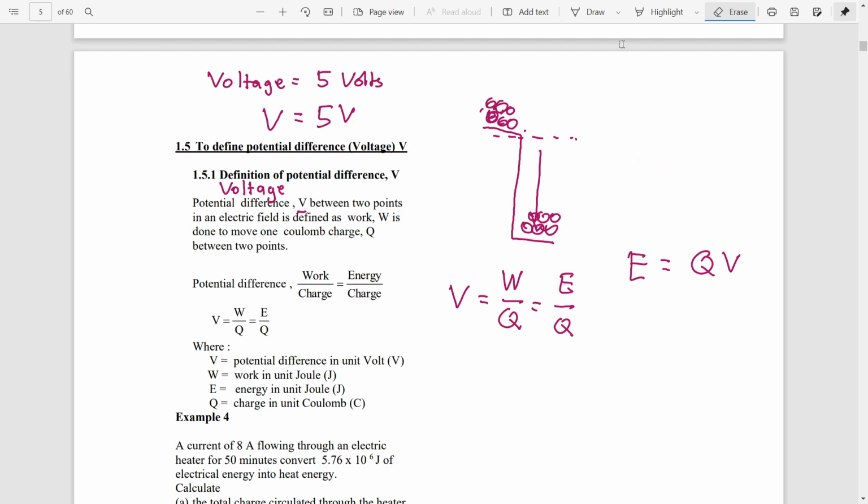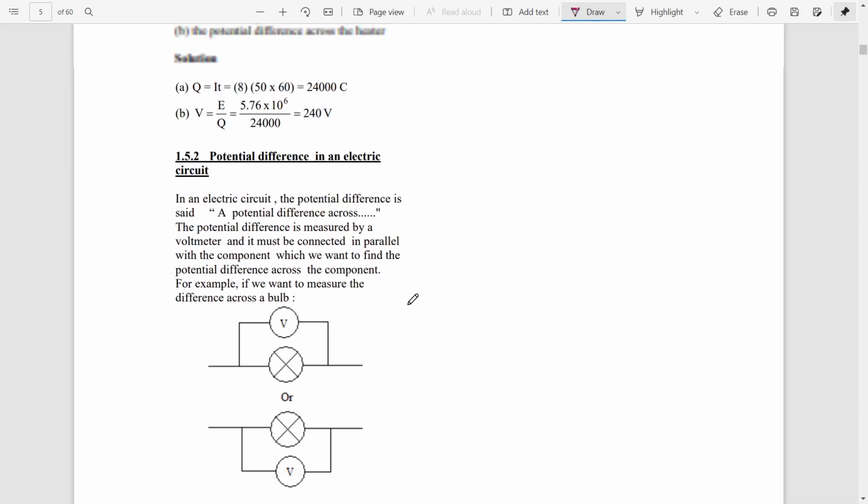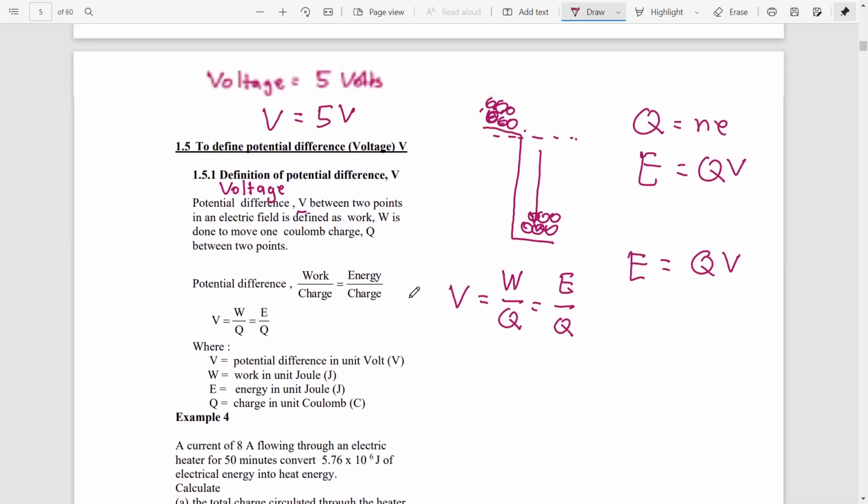So harap-harapnya ada 3 je lah. Tak banyak. So the first one QIT, second one QNE, and the last one EQV. Rasa cukup kot 3. Dah tak ada dah? Okey, dah tak ada dah. Alhamdulillah. 3 sahaja untuk hari ni. So ada 3 formula QIT, QNE, EQV.